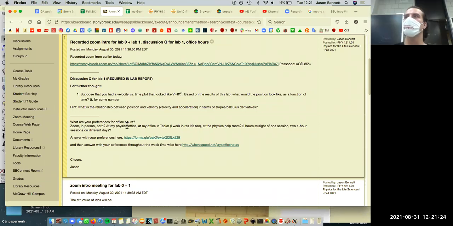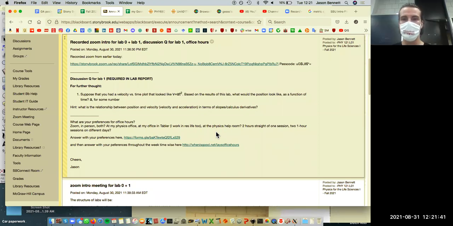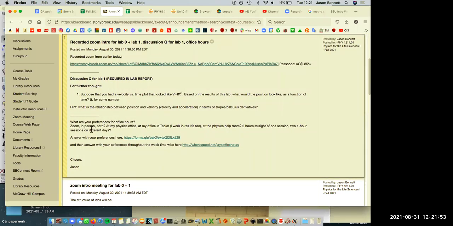I think it's one floor up. Whereas the help room, which I think Rich would prefer, and I think I would prefer it too, because you guys could get to interact with people in 133, in other 130 or 121 sections, and make friends that way. Or I also have an office in Tabler, if for some reason a lot of you live in Tabler. You want to do 2 hours straight, or two sections on different days.